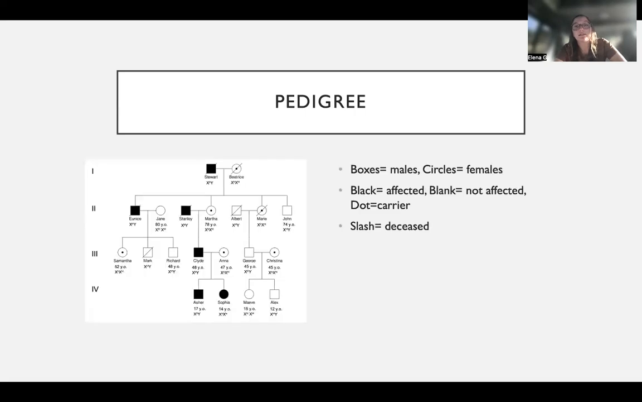And then this is an image of a pedigree I made for the family affected by hemophilia A. It follows 4 generations, as you can see. The boxes are males, the circles are females, and the shaded black ones mean that someone is affected by hemophilia A, and the circles with the black dots mean that there's a carrier of hemophilia A.